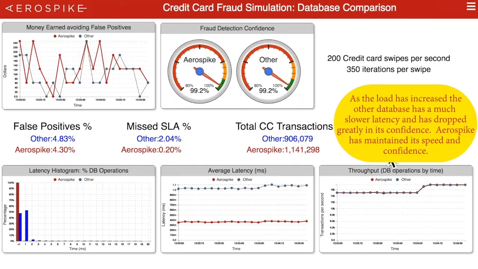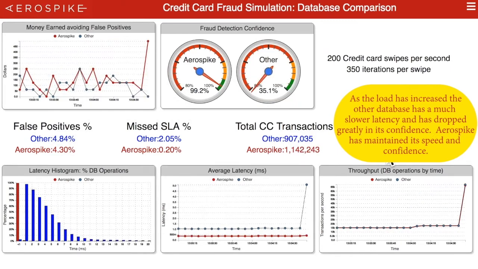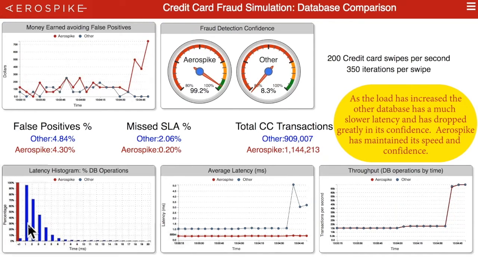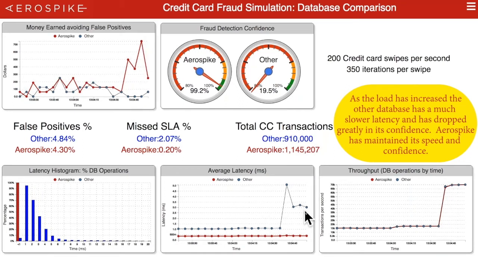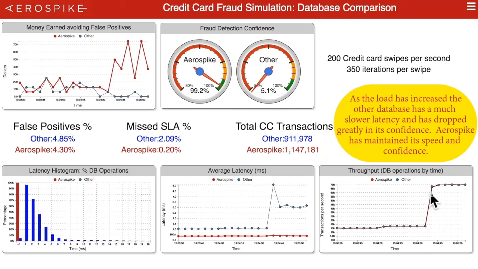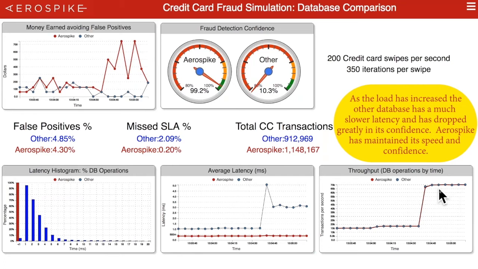As we increase the load to 200 credit card swipes per second and 350 iterations per swipe, we can see that the latency completely increases for the other, with transactions completing in more than 1 millisecond, more than 2 milliseconds, more than 3 milliseconds, etc. We also see the other's latency go up to about 3.5 milliseconds. The Aerospike latency has remained constant at about 400 to 500 microseconds. We also see that the throughput can be handled kind of evenly. Both databases are handling the same throughput.